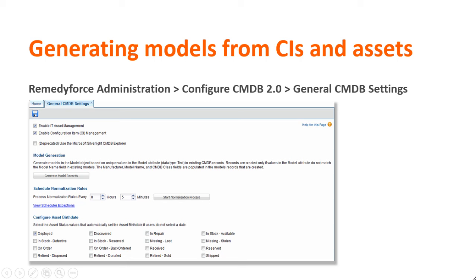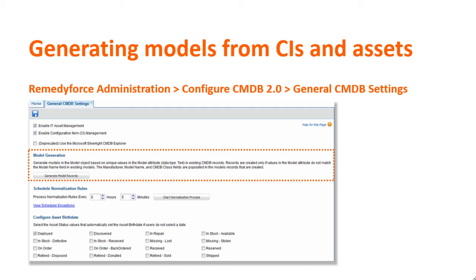Finally, let's take a look at how models can be generated from existing CIs and assets. To generate models, you must click the Remedyforce Administration tab, the Configure CMDB 2.0 tile, and then the General CMDB Settings subtile. The model generation feature is helpful for existing customers who have BMC Remedyforce CMDB records but no models. This feature creates the models from existing CMDB records. Based upon the quality and consistency of the data, some cleanup might be required to remove model inconsistencies and duplicates.